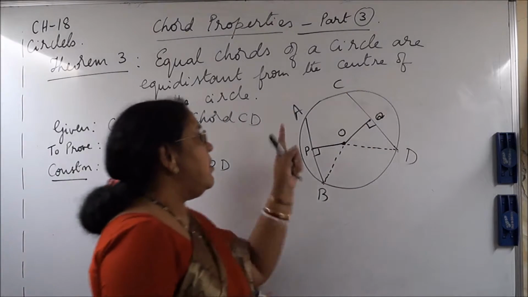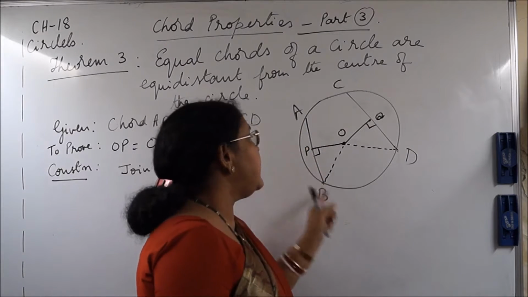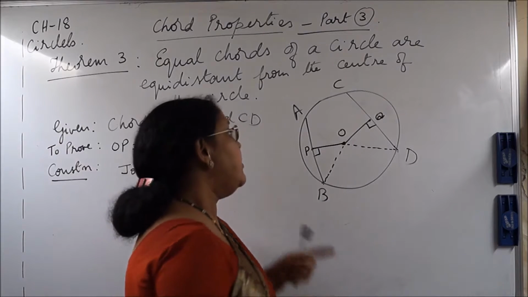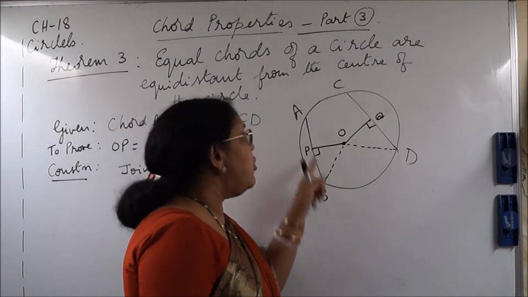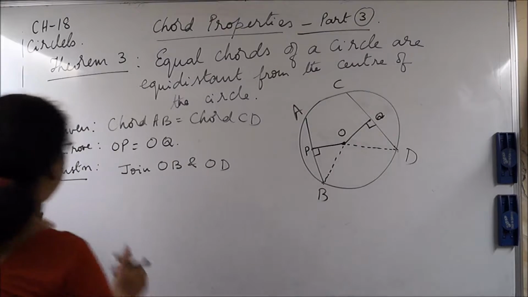But we know AB is equal to CD, it is given, right? So PB is equal to QD, half of AB will be equal to half of CD. So already we know that PB is equal to QD, but we must write it properly. So I will show you how to write it.